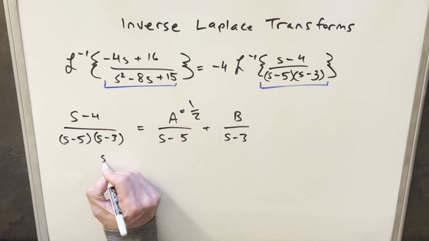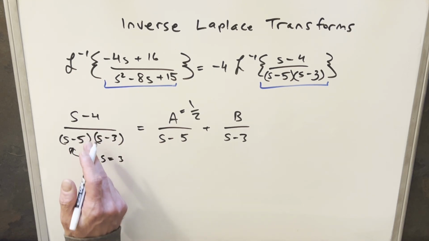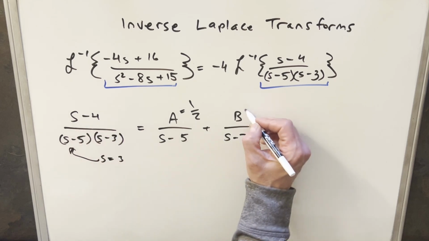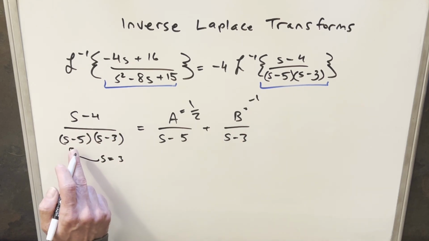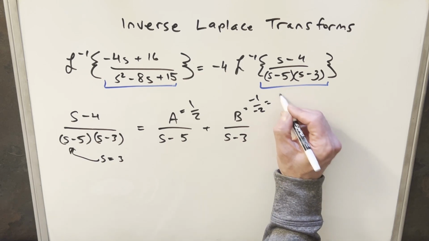And then for this other term, what I can do is set my s equal to 3, cover this up, plug this in here. Now, in the numerator, 3 minus 4 is going to give me a minus 1. And then here, 3 minus 5 is going to give me minus 2. But minus 1 over minus 2, that's just 1/2.